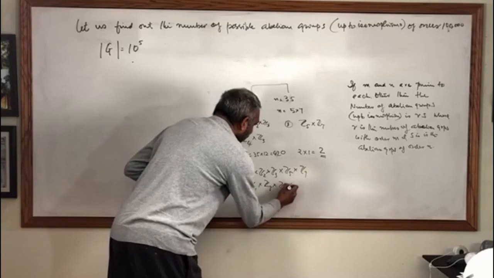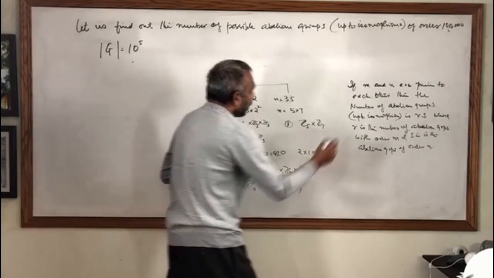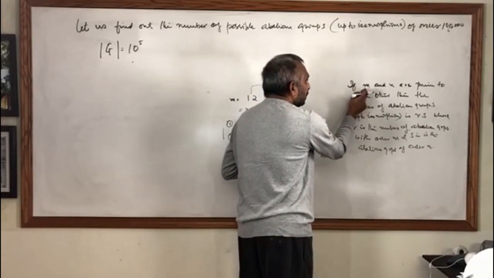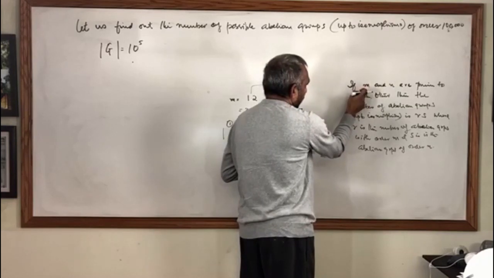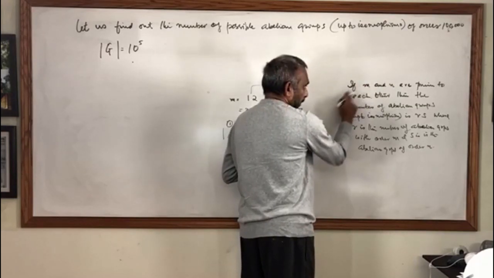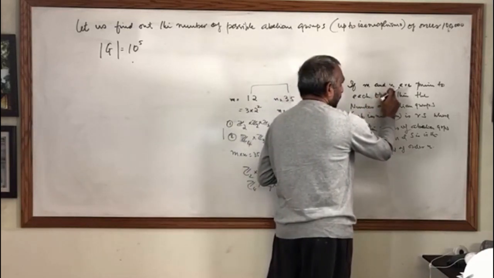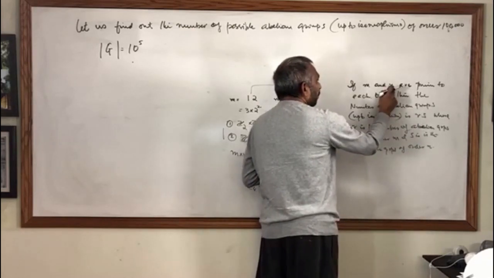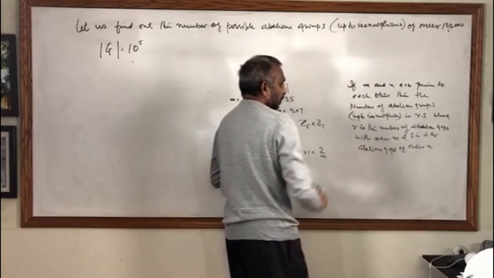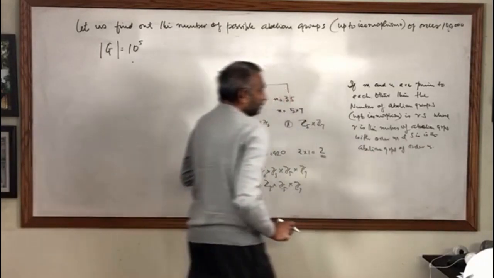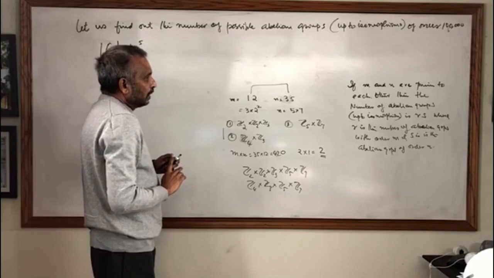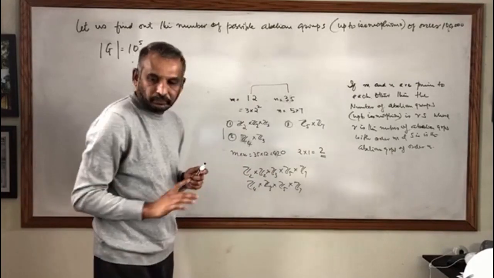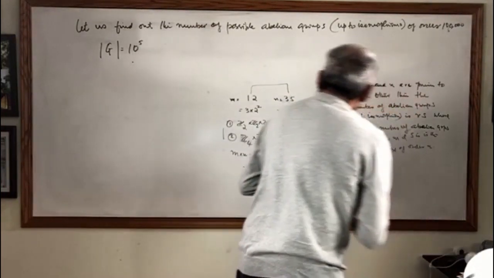So if M and N are prime to each other, and R is the number of ways a group of order M can be isomorphic, and similarly S is the number of ways a group of order N can be isomorphic, then R times S is the total number of ways that a group of order MN can be isomorphic. So we are going to use this result.